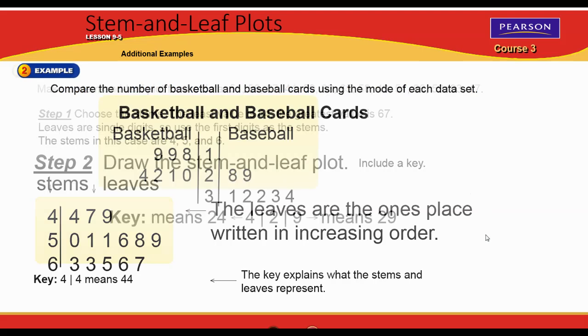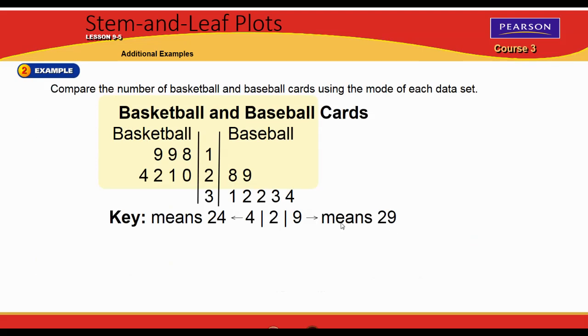So let's go to another one. This is what is called a side-by-side stem and leaf plot, where you've got data on both sides. In this case, we're talking about the number of basketball and baseball cards somebody has. On the left is basketball, on the right is baseball. You can just look at this and see, oh, there's more baseball cards than basketball cards.